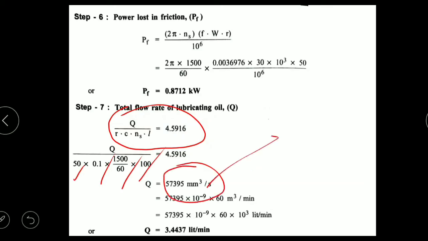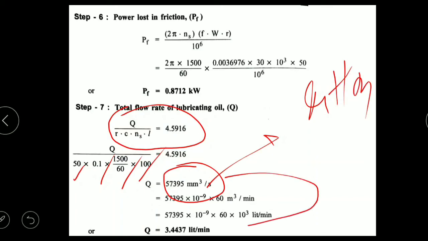I told you mm cube per second into liter per minute. So directly you can multiply by 10 raised to minus 6 into 60, or the conversion I have given in the first numerical. So that will be the value. Directly I'll say Q is equal to 3.44 liter per minute. This will be the value of flow rate.